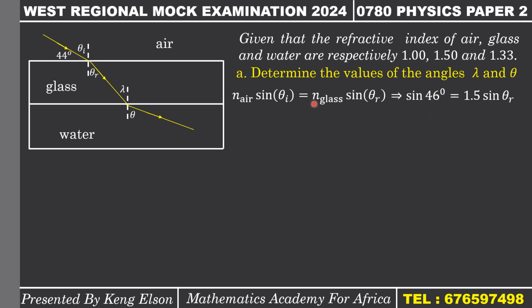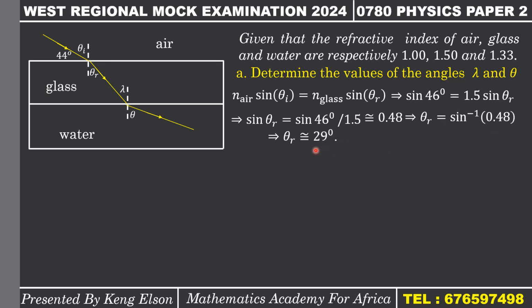Now the refractive index of glass is 1.5. Then the angle theta R is the angle of refraction in glass. Refraction is the bending of light as it moves from one medium to another. Alright, so from here you realize that the sine of theta R is equal to sine 46 divided by 1.5, which will approximate to 0.48. So theta R is sine inverse of 0.48, which if I want to give it to one decimal place, I'm going to get 29 degrees.